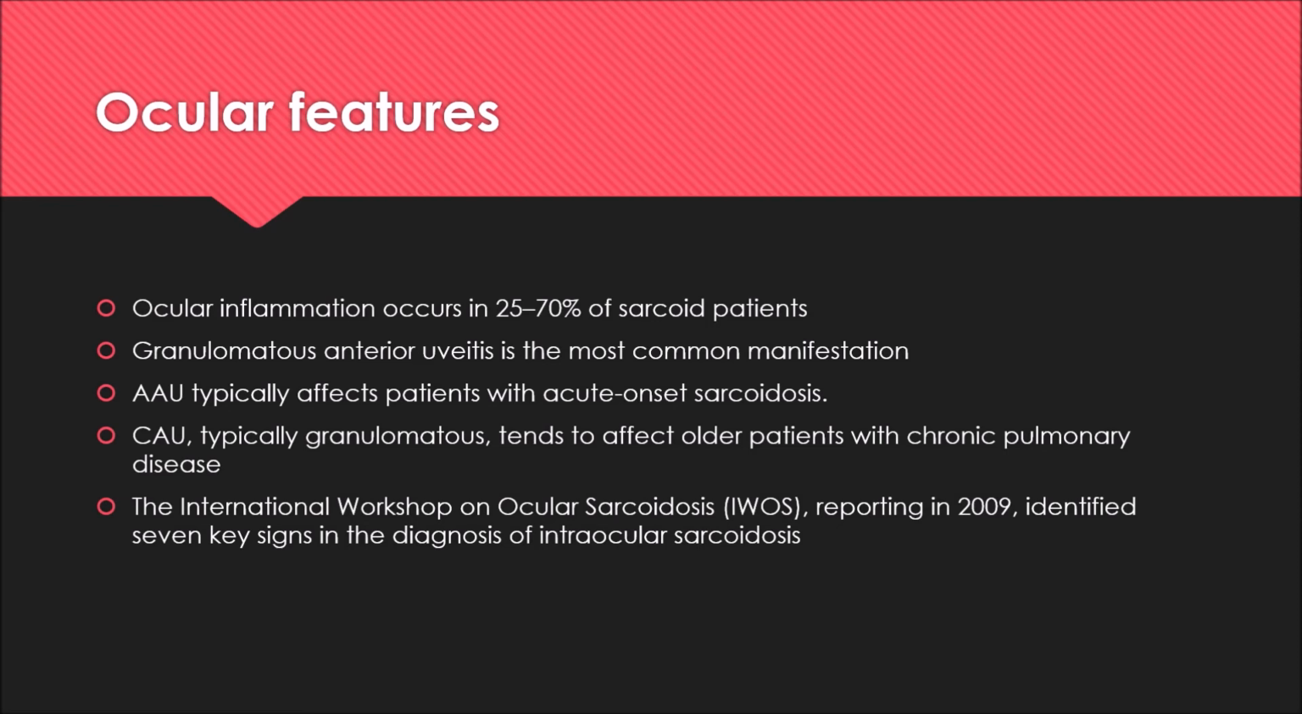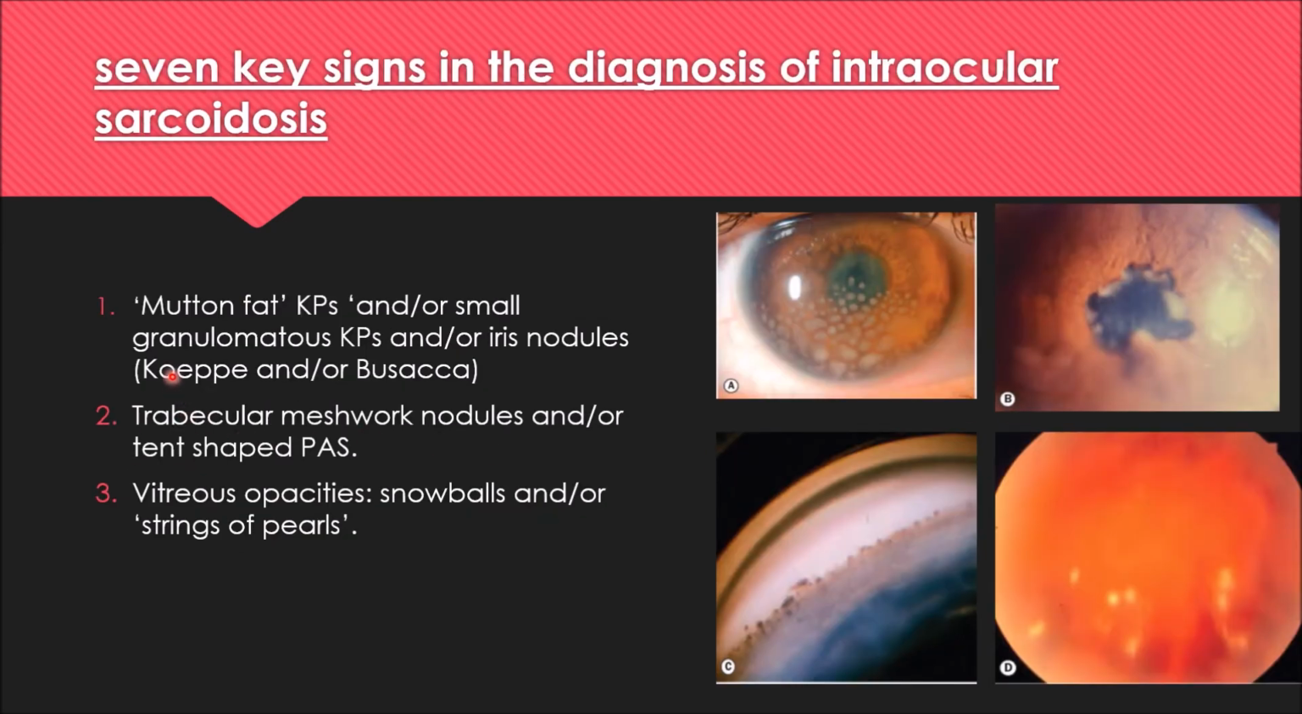The International Workshop on Ocular Sarcoidosis, reported in 2009, identified 7 key signs in diagnosis of intraocular sarcoidosis, and we are going to discuss them. So, the 7 key signs include the mutton fat keratic precipitates and the small granulomatous keratic precipitates or iris nodules. This is number one. Number two, as seen in this picture, are the granulomas in the trabecular meshwork or tent-shaped peripheral anterior synechiae. So first of all, we went to cornea, then we went to the angle.